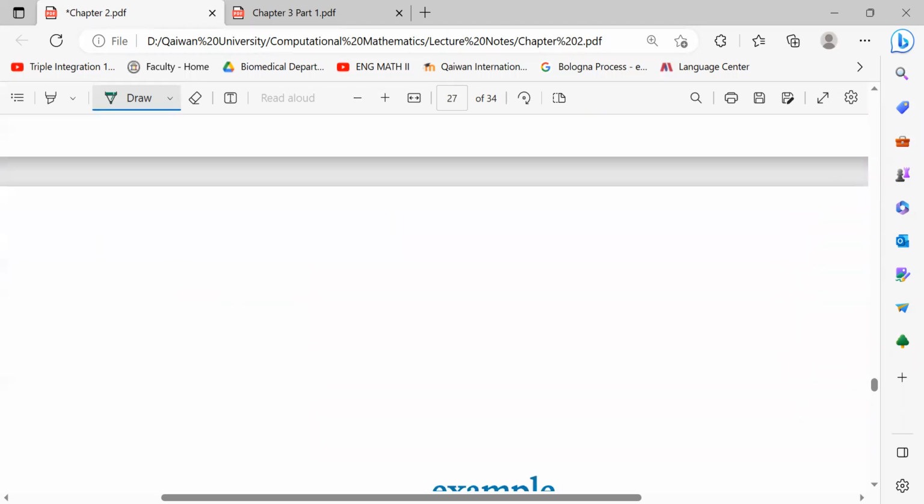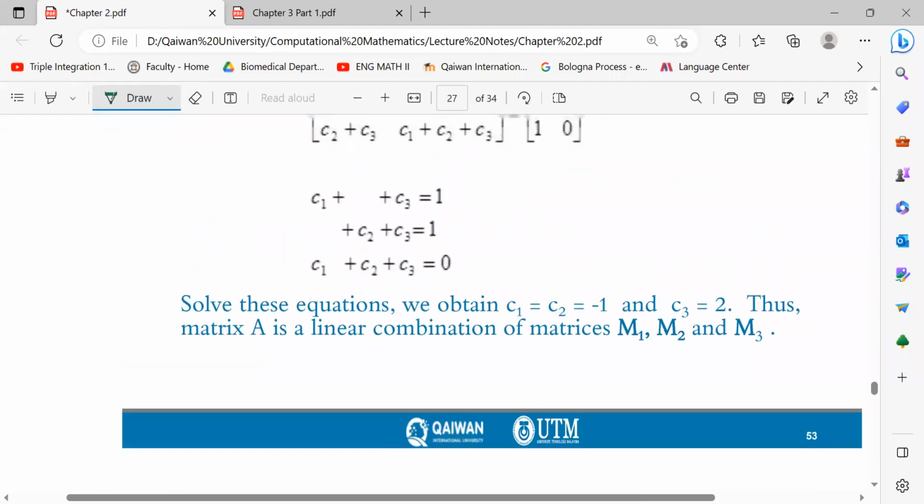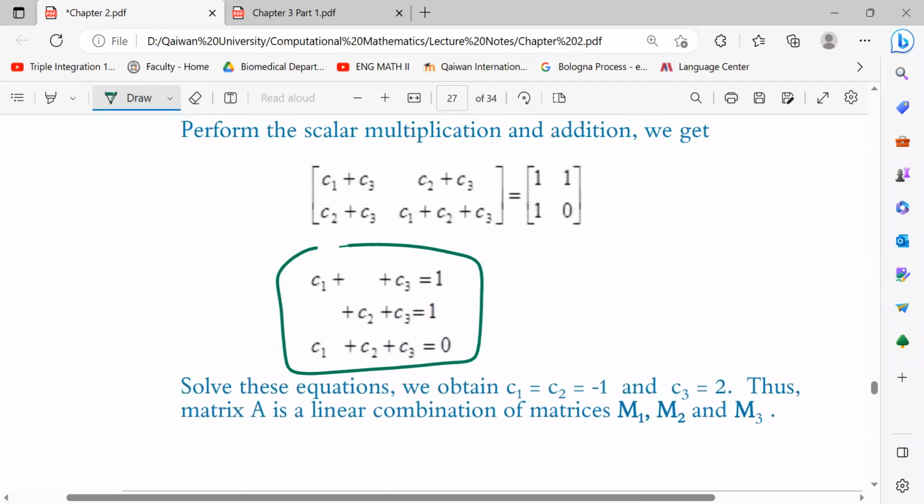Look, we got these three equations. Here we get 4 equations, but one of them is repeated, so we just use an equation once. We have these three equations, and you are free to use any method for solving this system. You can use Gauss elimination, Gauss-Jordan elimination, and LU decomposition or factorization. Any of these methods could solve this system.